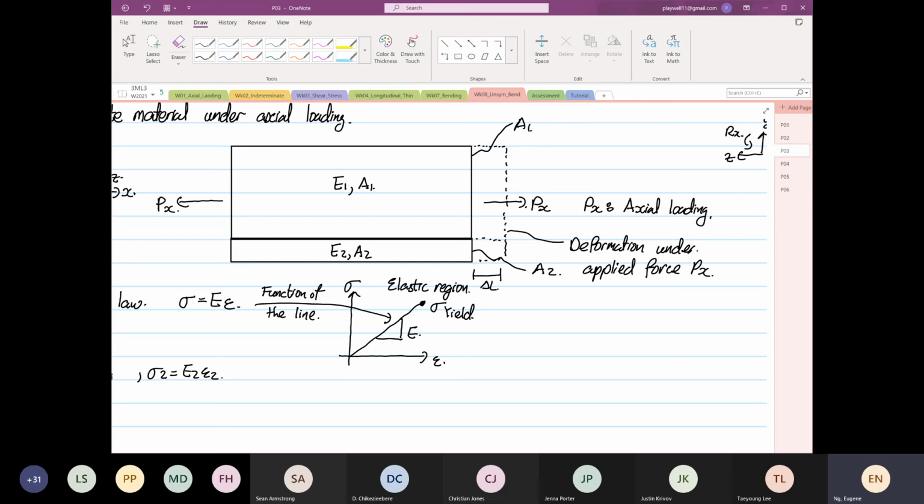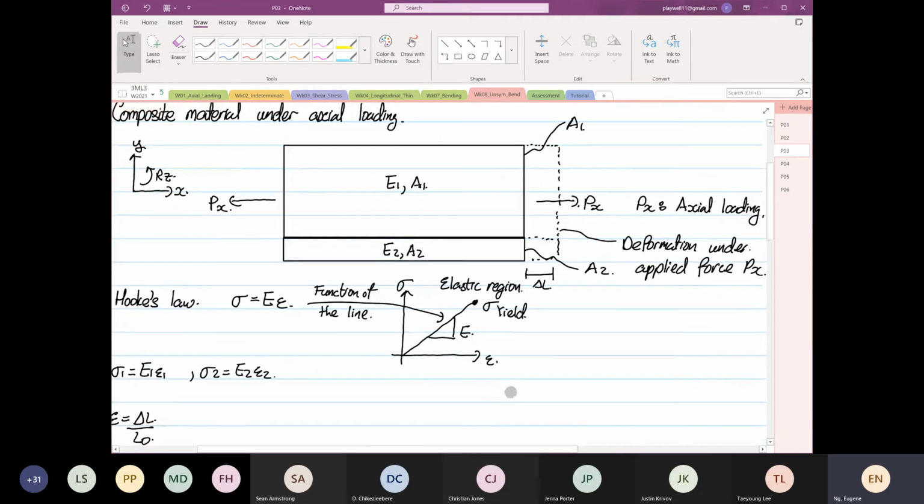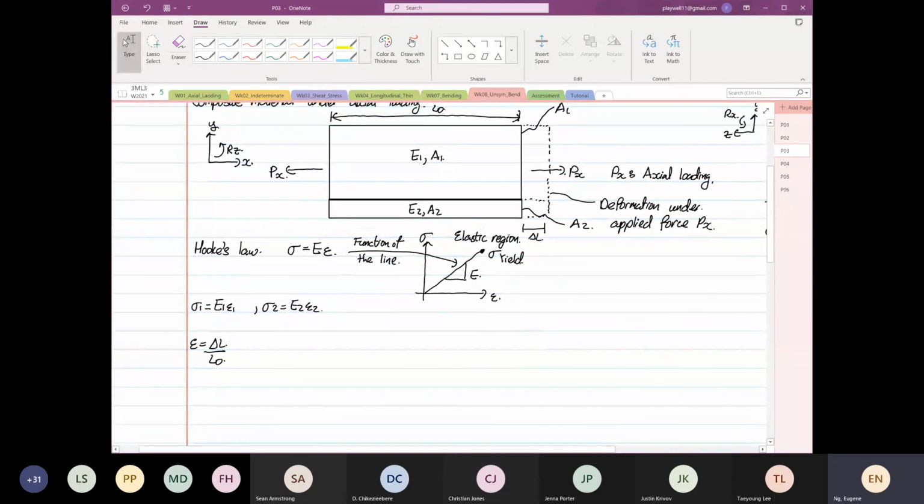By the way, that is an assumption that we make. If you were to ask me whether there are changes, based on geometry you'll see slight changes, but for this case we're going to assume it to be the same. So strain is equal to delta L divided by L original. Where is L original? When you see from here to here, this is L original. Because they share the same delta L, the strain induced in material 1 is equal to the strain induced in material 2.